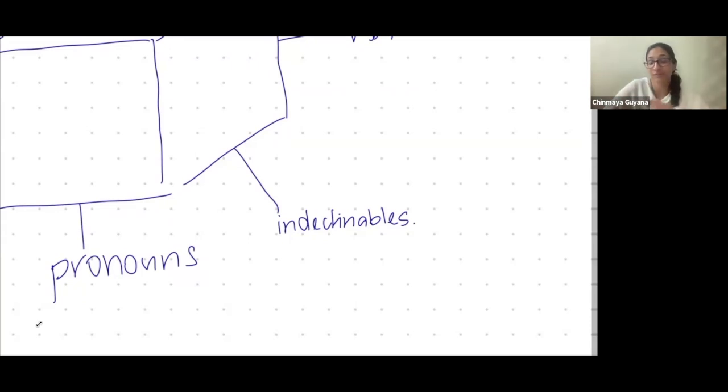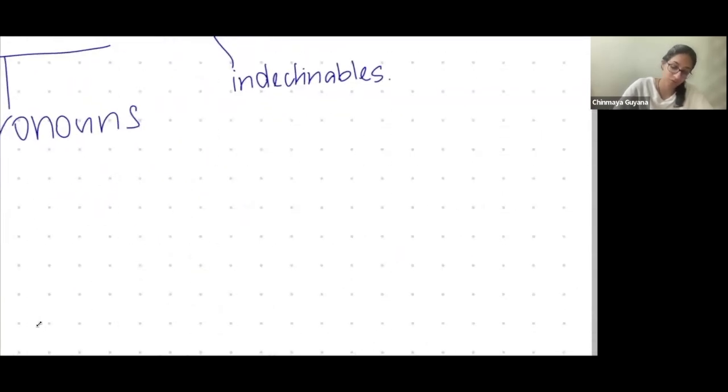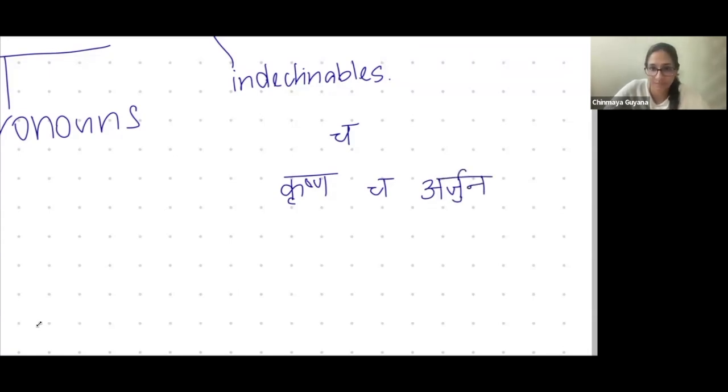For example, Krishna and Arjuna. The word for and is cha. Cha means and. So if you want to say Krishna and Arjuna, all you say is Krishna, cha, Arjuna. Cha. It doesn't need to be changed.